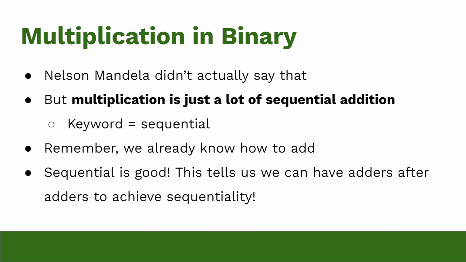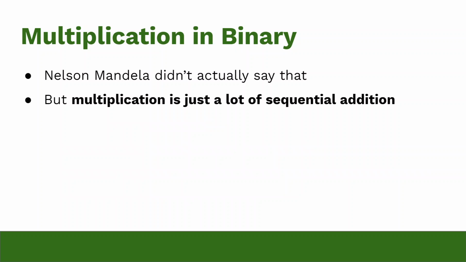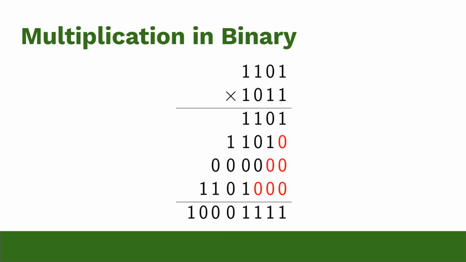Remember, we already know how to add, and the fact that we can do this sequentially is good, right? This tells us we can have adders after adders to achieve sequentiality. Again, notice that right here, what I'm trying to say is this operation here does not have to happen concurrently or anything, right? It can happen sequentially. In other words, we can kind of add all of these numbers at our own pace, right? We don't have to go all in one go. We can add them at our own pace, and all we have to do is eventually come out to this binary number. That's good.